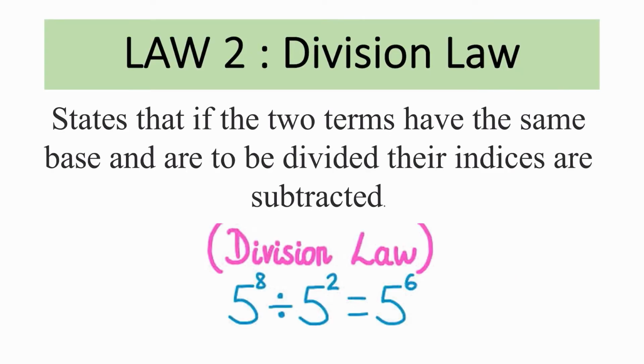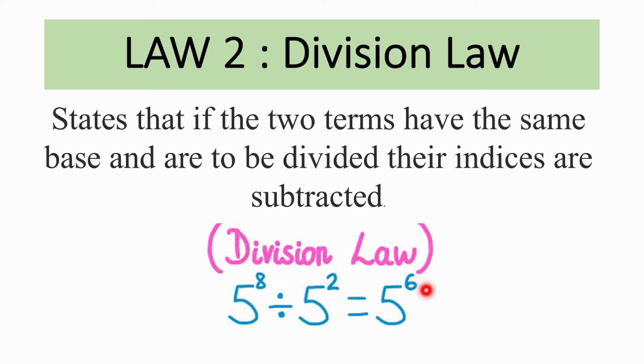Now to look at law number 2, the division law. This law states that if the 2 terms have the same base and are to be divided, their indices are subtracted. Here is an example below. 5 risen to the power of 8 is being divided by 5 squared. Now, since the bases are the same, we will place back that same base and we will subtract the powers according to the division law. If we have 8 and we subtract 2 from it, our answer, or difference of 8 and 2, is 6. That is what we see happening here.